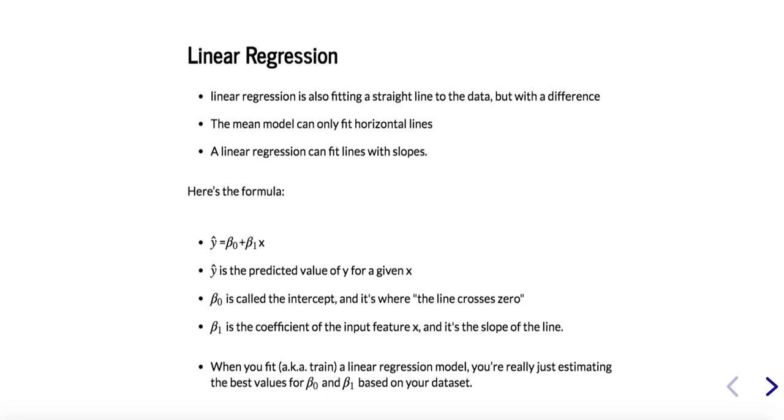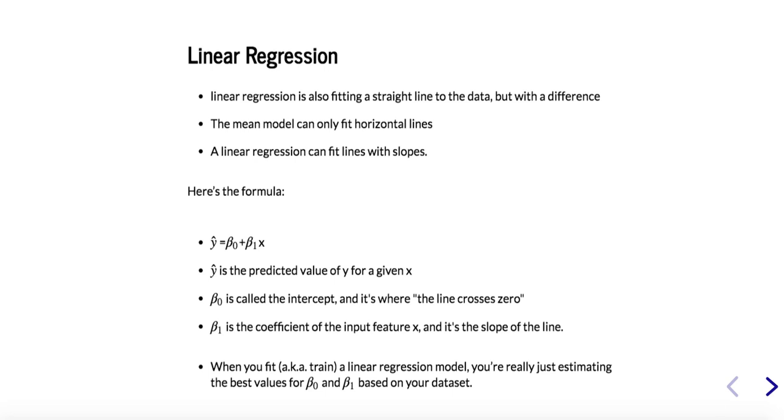When we use linear regression and this expression to fit a model, the model will try to estimate the best values for beta 0 and beta 1 based on the data set that we are using. So exactly the line that fits very well to the input data that we are providing to this model, that's what it will fit.